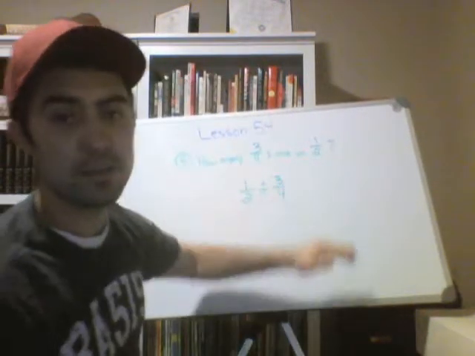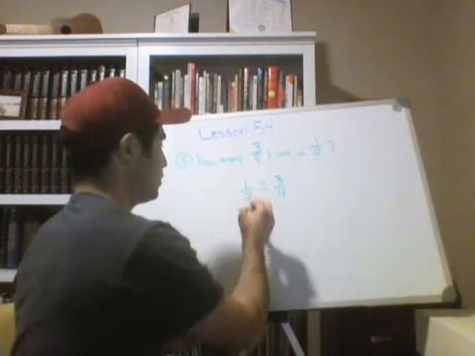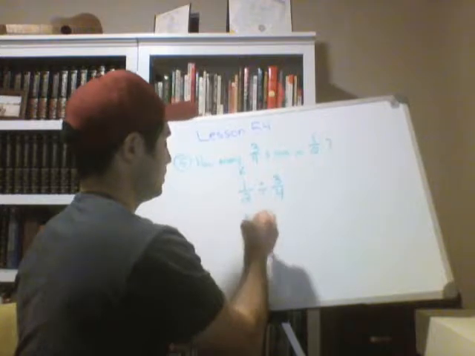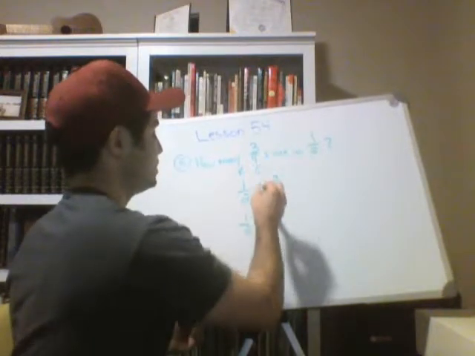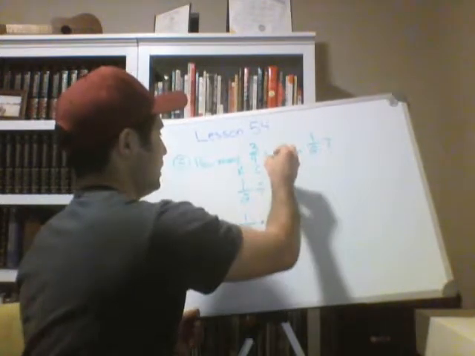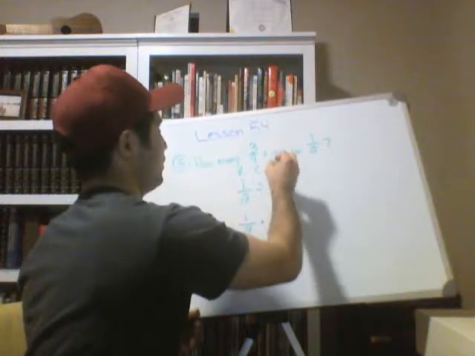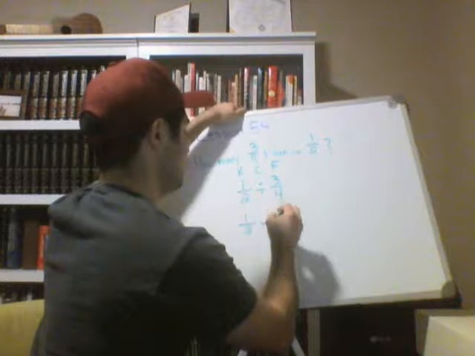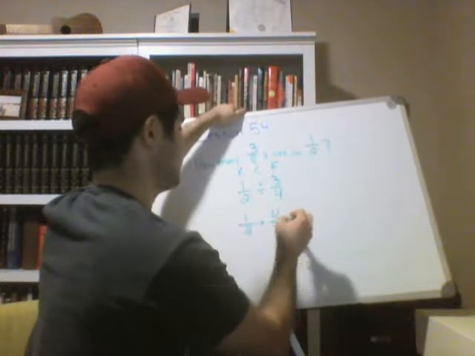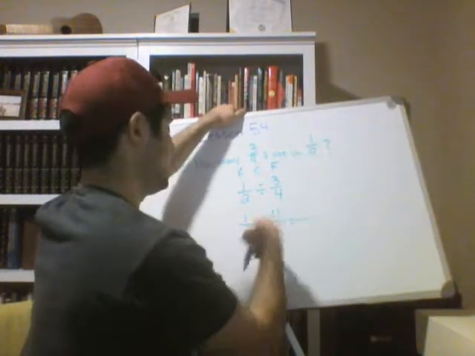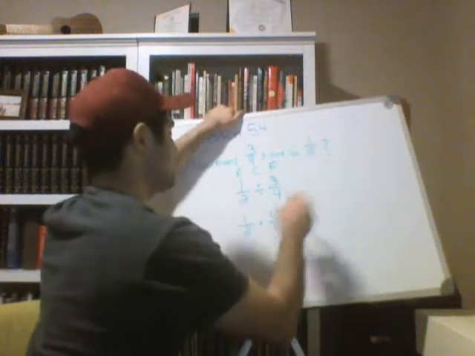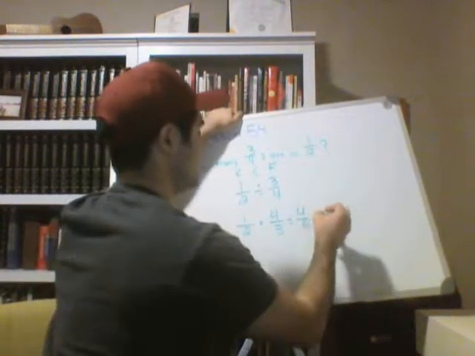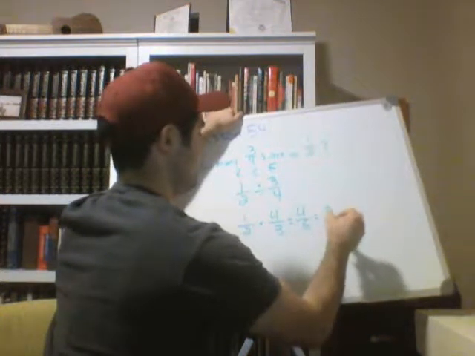Okay, rewrite the division problem right below. So we're going to keep k, keep the first fraction, change the division to a multiplication, and then flip. We're going to flip 3/4. Instead of 3/4, we're going to get 4/3. Alright, then you multiply straight across. 1 times 4 is 4, 2 times 3 is 6, and this is going to reduce to 2/3.